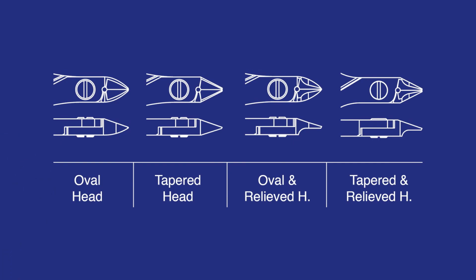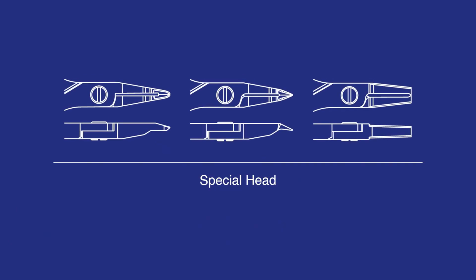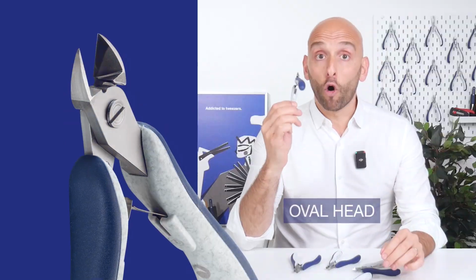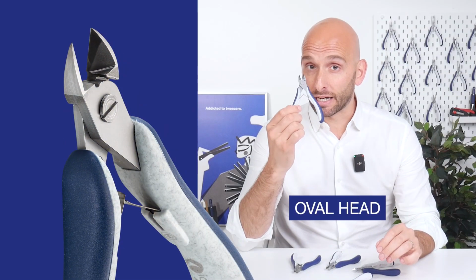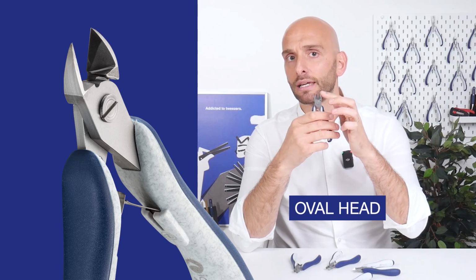The second thing you need to define is the cutter head shape. There are four main shapes: oval head, taper head, taper and relieved head, and oblique head, plus another general category of special custom heads developed together with the end user to solve critical applications. The oval head is the workhorse of the cutter family, combining strength and durability to provide a reliable cut every time. This shape allows the cutting impact to be distributed evenly all over the blade.